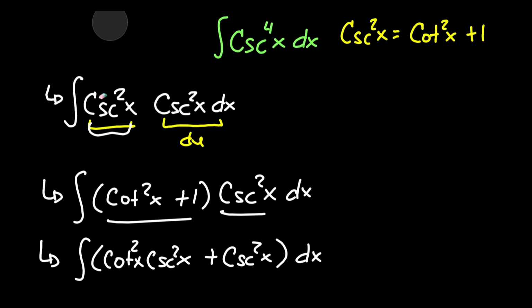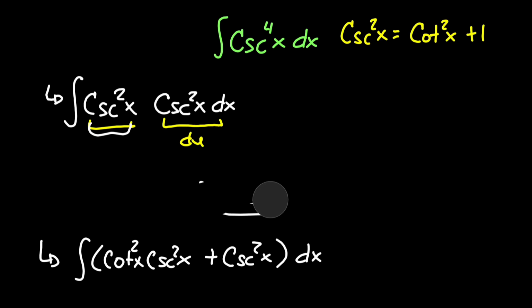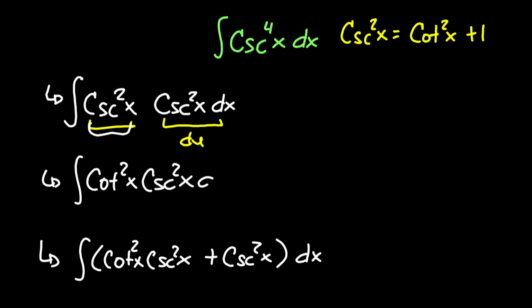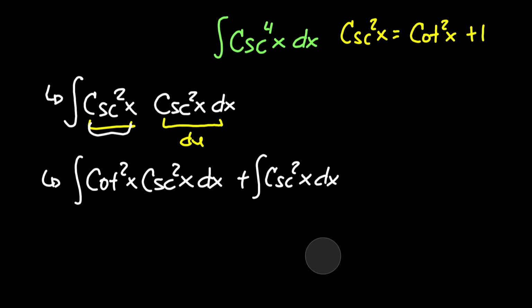And so, we can split this integral into 2 parts, separated by an addition sign. So, this would be the integral of cotangent squared of x multiplied by cosecant squared of x dx plus the integral of cosecant squared of x dx. And now, we can substitute. Let u here in this case be cotangent of x.